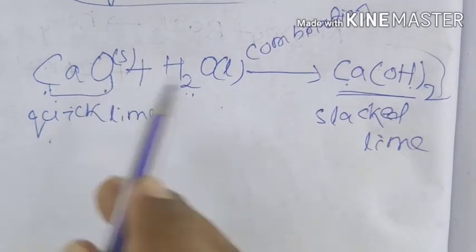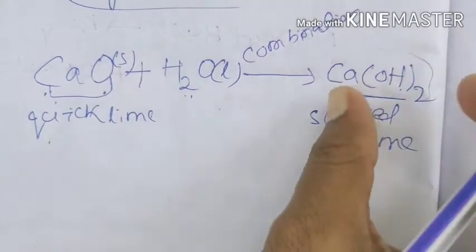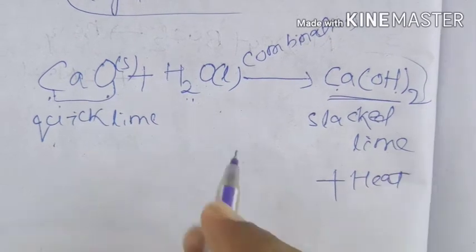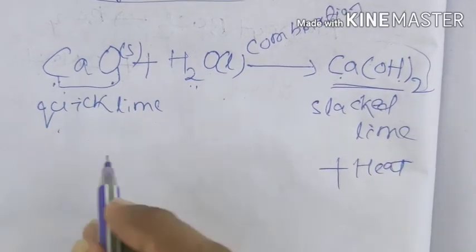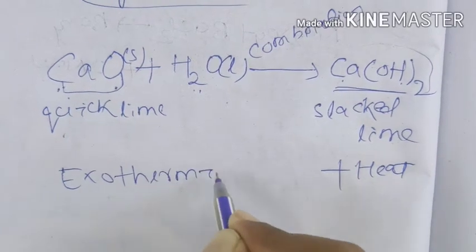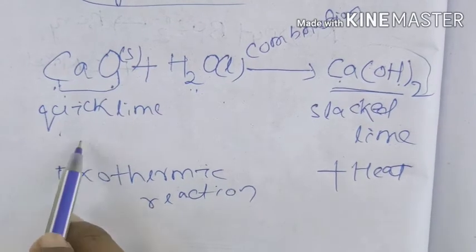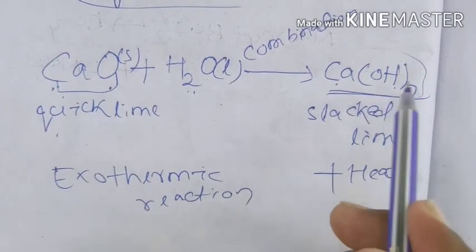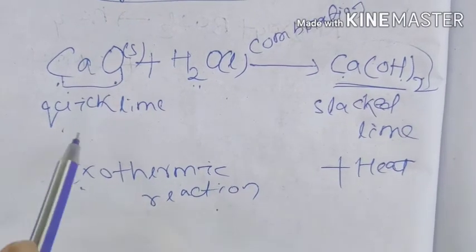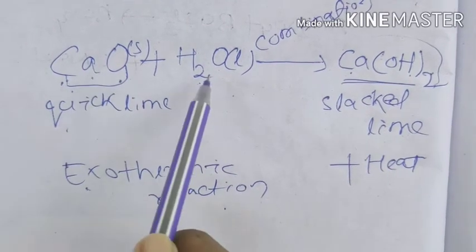In this process, a large amount of heat is produced. A large amount of heat is released. That's why this chemical reaction is also known as an exothermic reaction. An exothermic reaction is defined as a chemical reaction in which heat is produced on the product side. This reaction is called exothermic because a large amount of heat is produced when calcium oxide reacts with water.